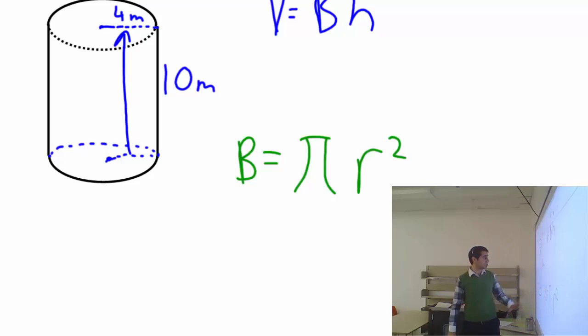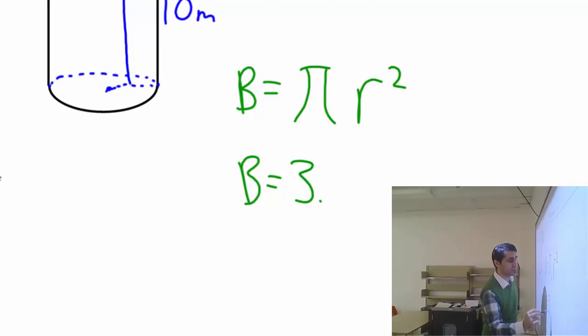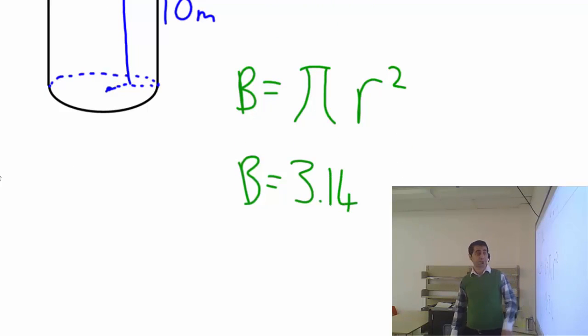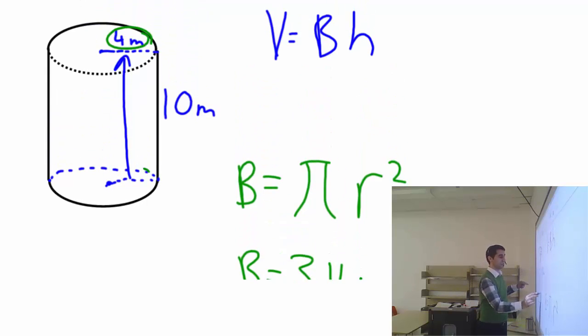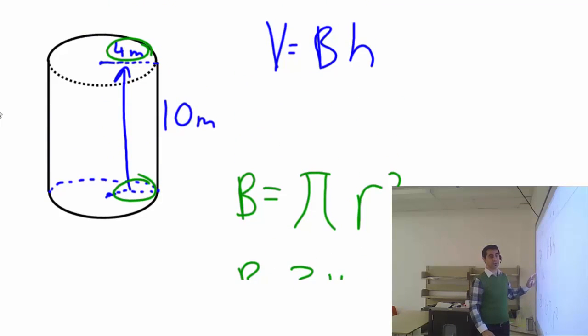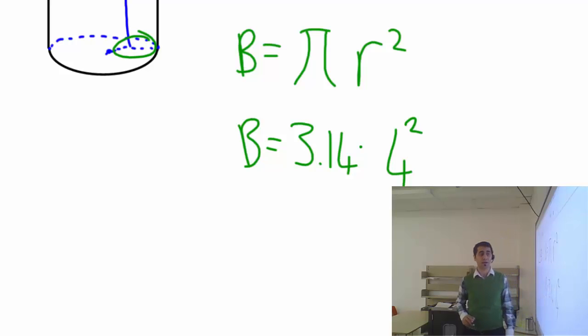I need to calculate this first. Base area equals pi, which is always 3.14. Please remember that. And multiply that with the radius. The radius in this case is given to us, 4. It's the same here, 4, and let's write that down, but just don't forget the square.